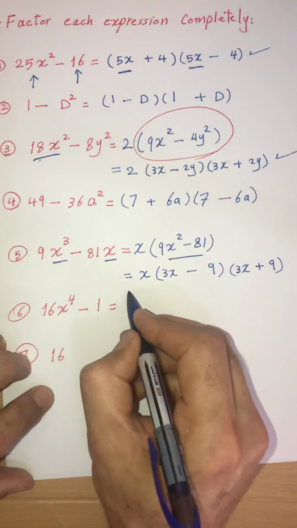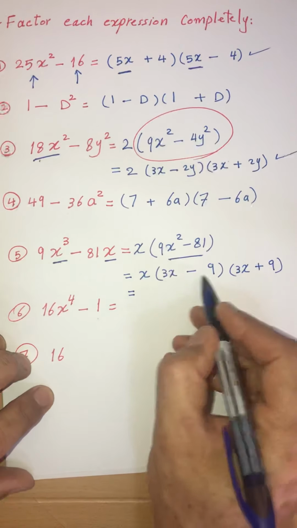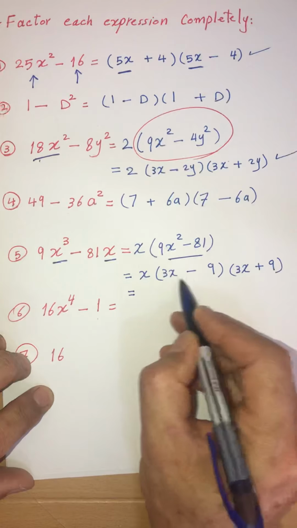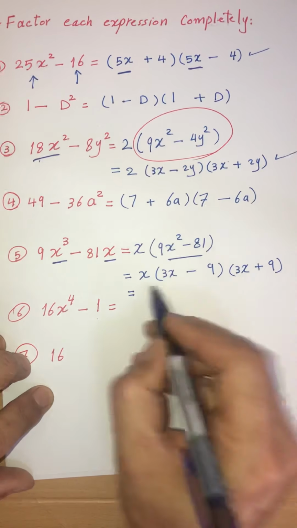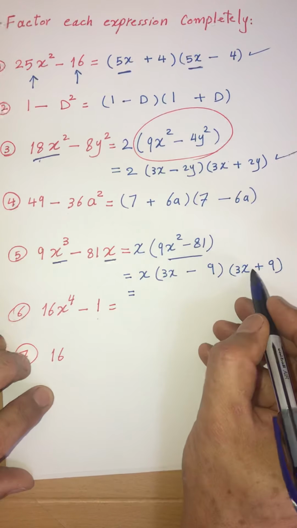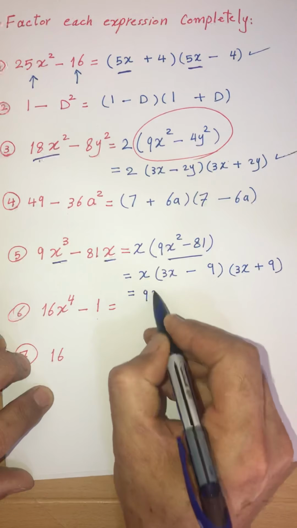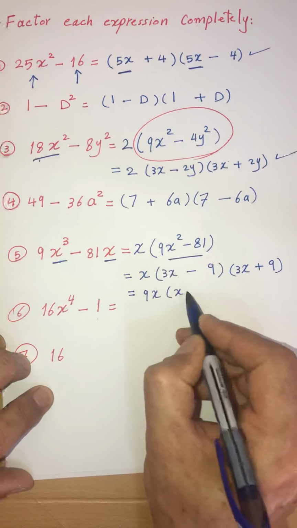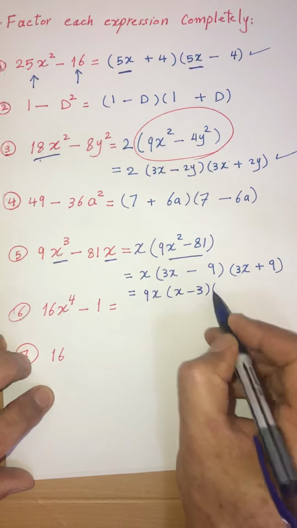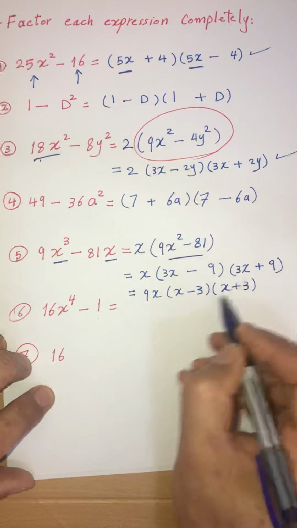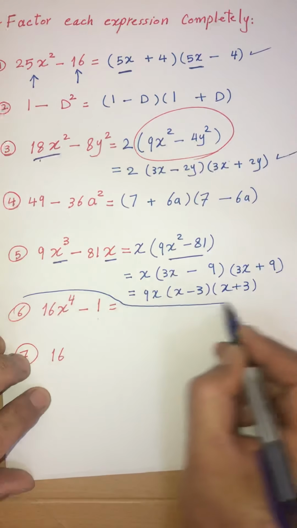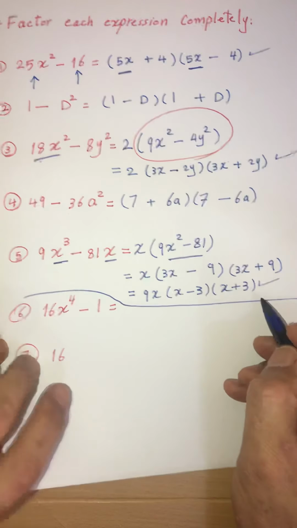Okay, this is not the simplest form because you have a common factor 3 in this bracket and also 3 in the other. If I take 3 here and 3 here, 3 times 3 is 9, so 9x, and dividing by 3 gives x minus 3, and dividing this one by 3 also gives x plus 3. This is the last, simplest form of the factorization.